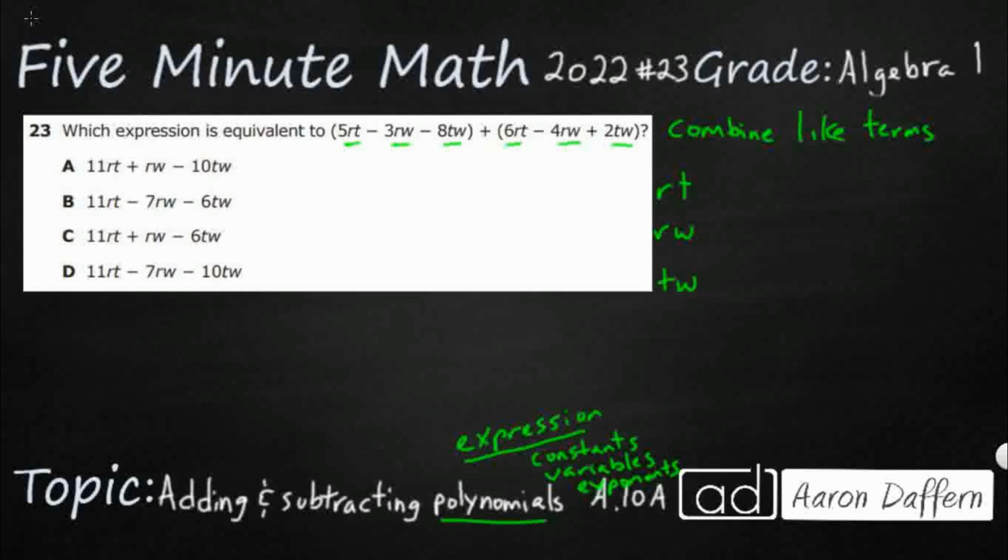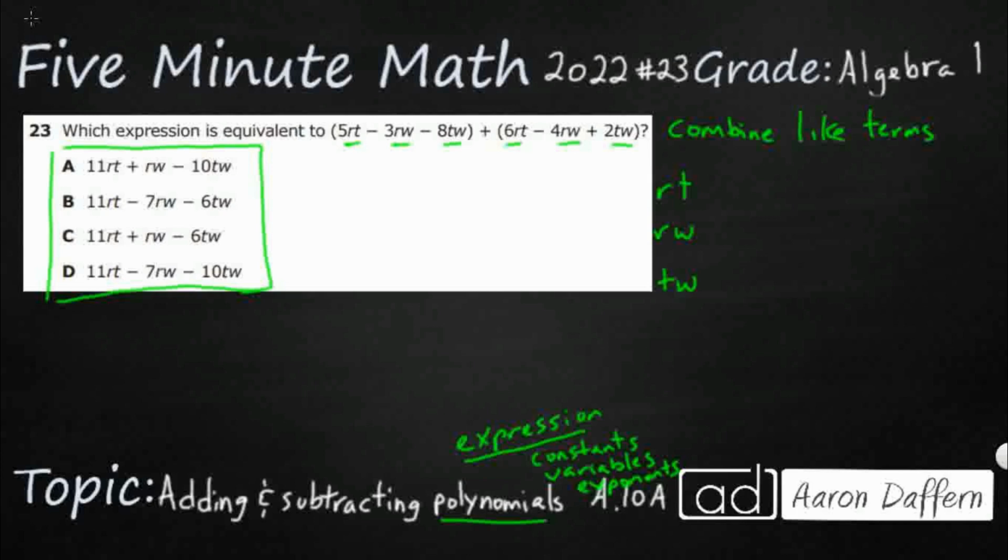All right, so I've got three different variables here, an RT, RW, and TW. And that's it. I'm going to combine the RTs with the RTs, the RWs with the RWs, the TWs with the TWs. And I'm not going to be able to get any more simplified than that. If you take a look at your answer selections right here, we're not factoring out an R or T or anything like that. We don't have that ability yet. They don't share a constant variable like an R that we could factor out of any of them.